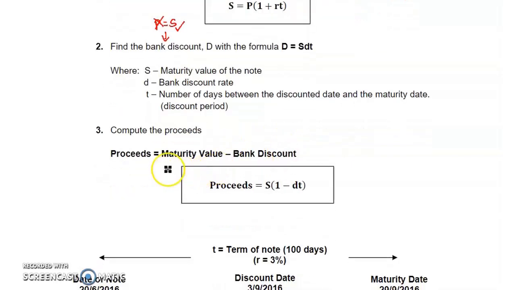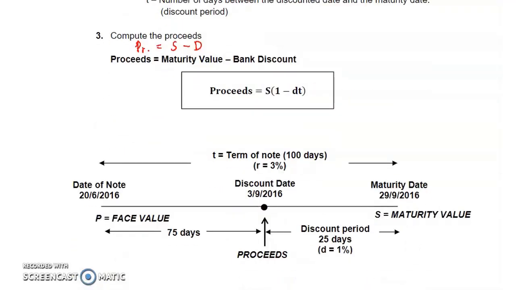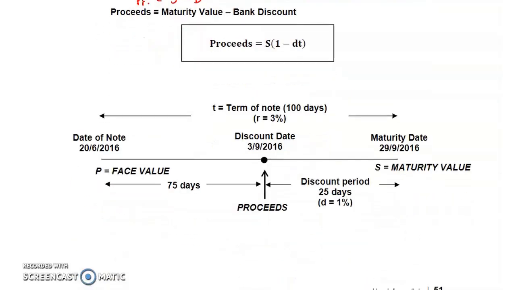Then we find the proceeds. How to find proceeds? Proceeds equals S minus D. This is similar to the previous topic, but now you sell the note before the maturity date. Now let's look at this timeline.